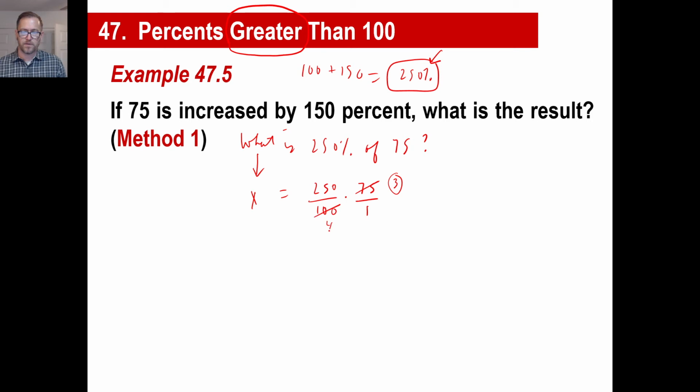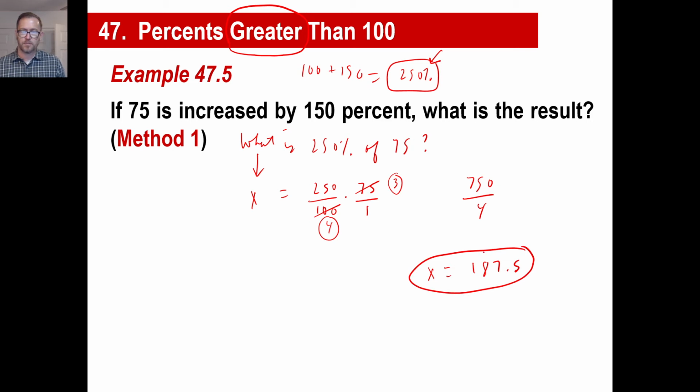Oh, there's four 25s there. And if you want to keep going, you can. Or you can just go, I don't recognize anything. Just multiply across. You got 750 over 4. Do your long division. We won't bother to do that now. But if you do that, this will be your answer, 187.5.